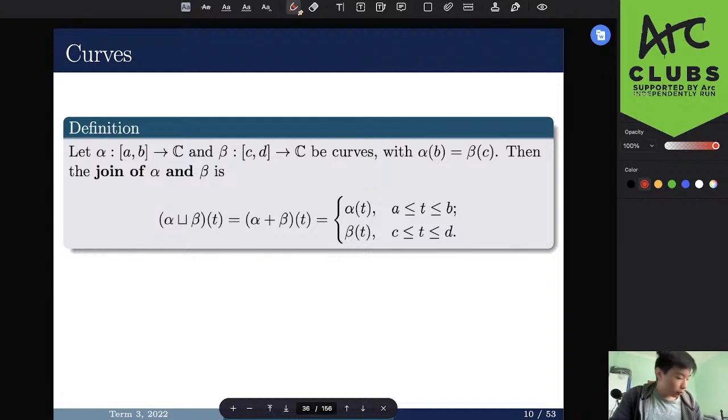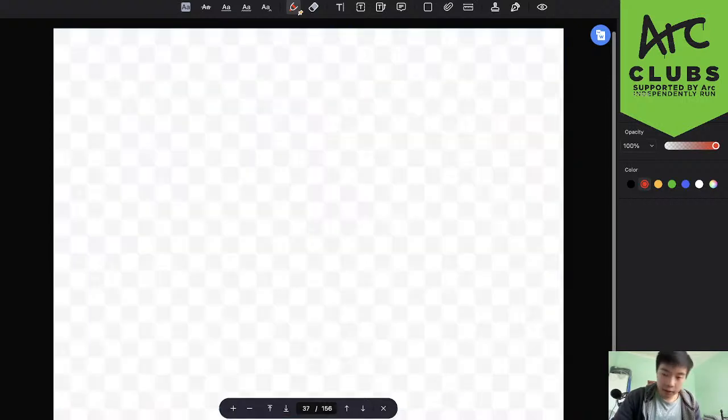So we have some definitions. We have something called a join, which is essentially if we have two curves, we can, as the name suggests, join them together. So let's say this is our first curve, and this is our second curve. And the main condition that we need for a join to be possible is that the ending point of the first curve has to be equal to the starting point of the second curve. And this is just the piecewise function that represents this curve, and it uses this symbol right here.